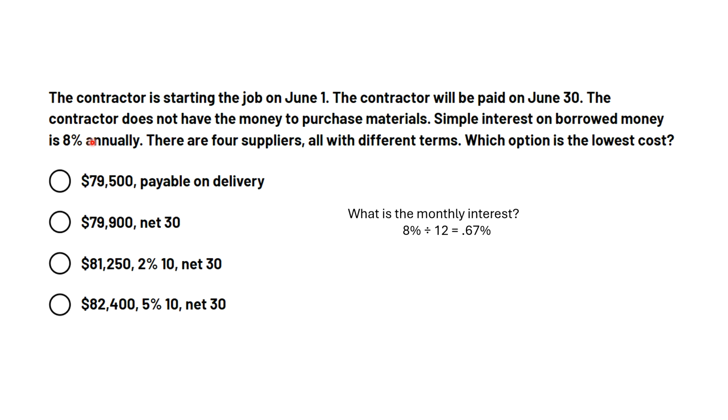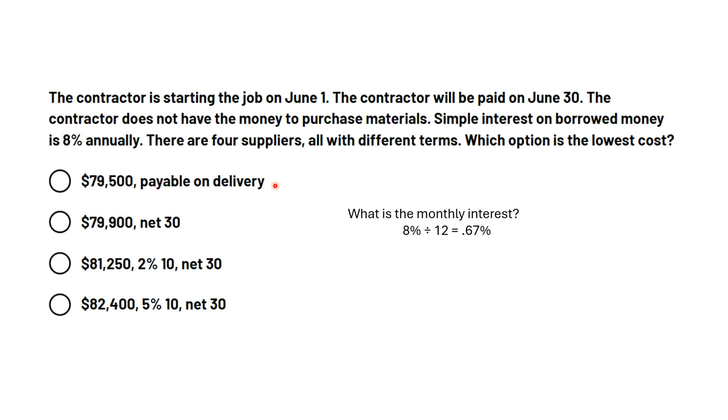Well, we have 8% annually. So there's 12 months in a year. So we divide the 8% by 12. So every month there's going to be a 0.67% interest. All right. So any money that you have to borrow, you're going to have to pay 0.67% interest. And of course, that's going to increase the cost of the job.